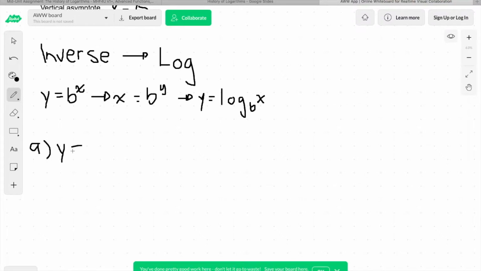In the first example we're going to do y equals 4 to the power of x. The first step is to interchange the x and y values, so we have x equals 4 to the power of y, and then we write it as a logarithm. So y equals log base 4 of x.